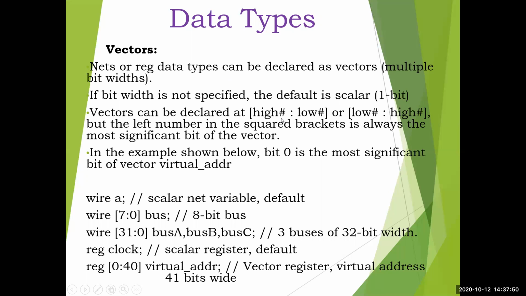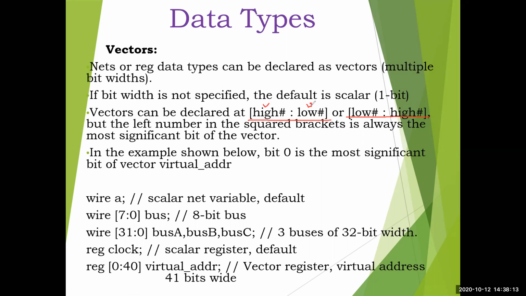Vectors can be declared at... So this is a very important one. There are two types of machines. Based on that, either one we will use, little endian or big endian. So high-low or low-high fashion we can represent that. But here the first one will be the MSB, most significant bit, and this one will be the LSB.